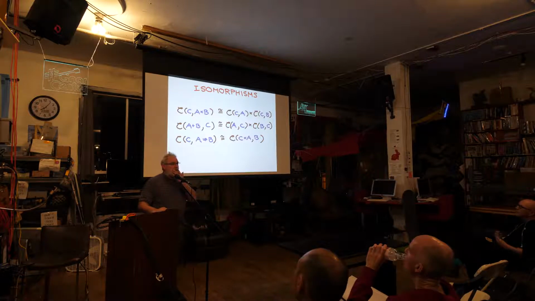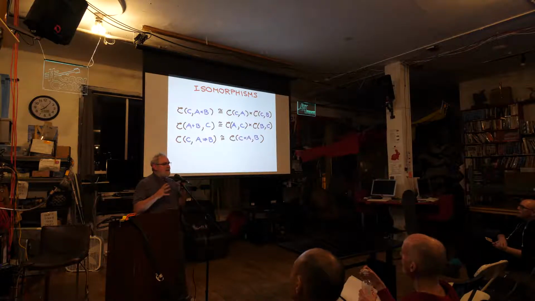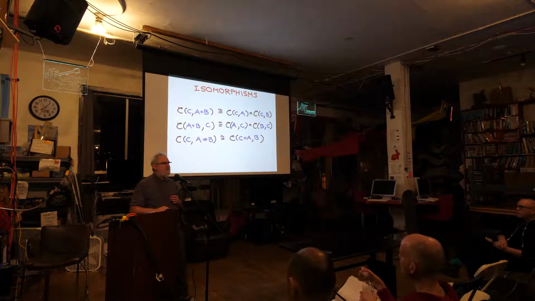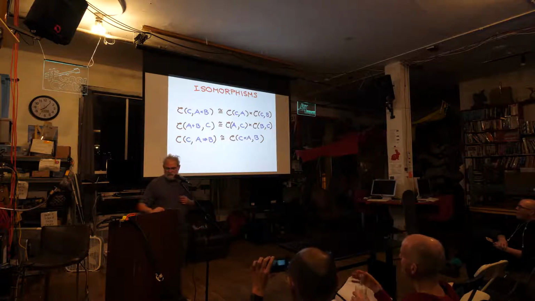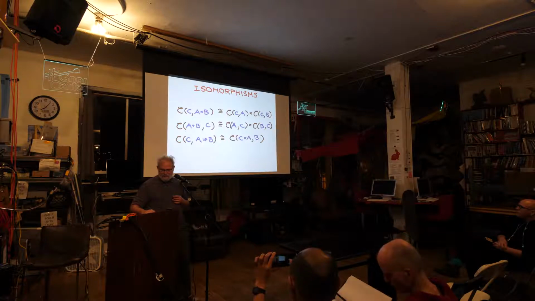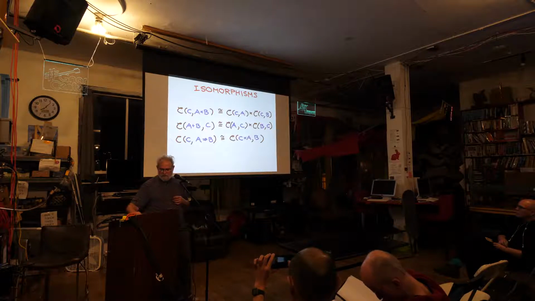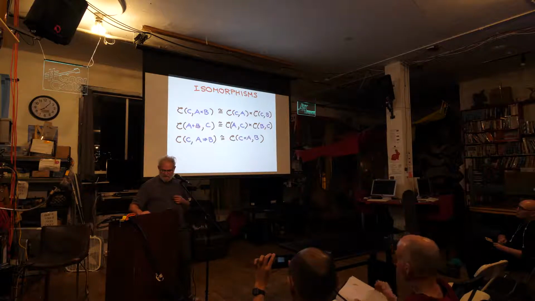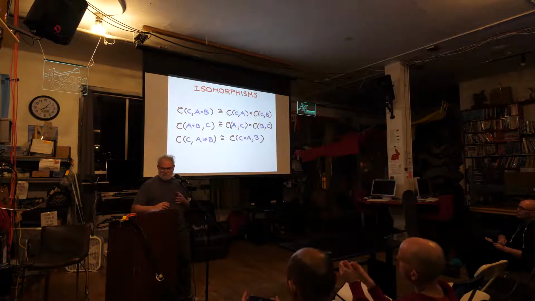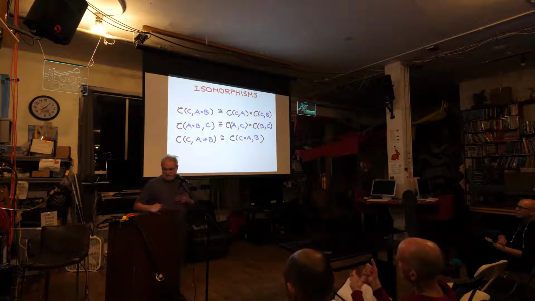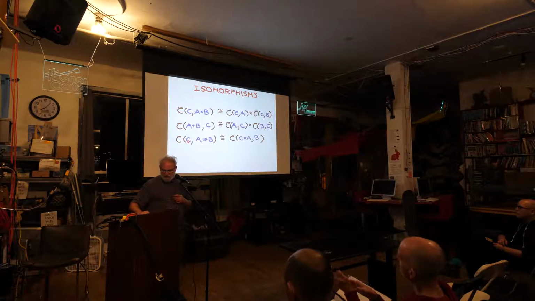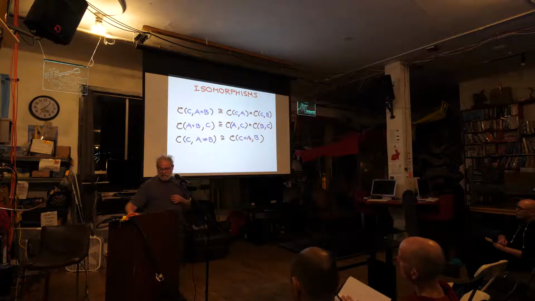Okay, here's the other thing that comes out of this. Because there's so little to work with, everything gets pared down to basics. So we said, what is the essence of product? It's that every arrow from C to A times B is in one-to-one correspondence with an arrow from C to A and an arrow from C to B. What's the essence of sums? It's that every arrow from A plus B to C is in one-to-one correspondence with an arrow from A to C and an arrow from B to C. And what's the essence of exponentials? It's that every arrow from C to A to the B is in one-to-one correspondence with an arrow from C times A to B.